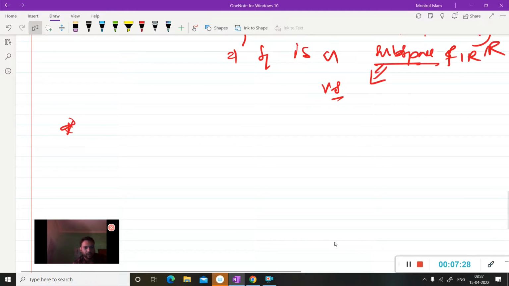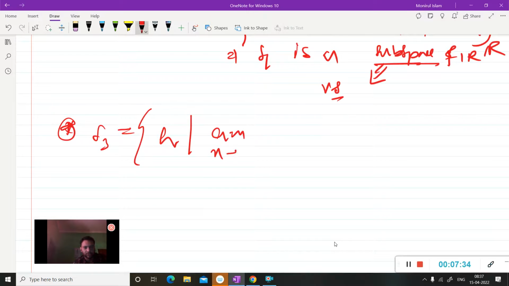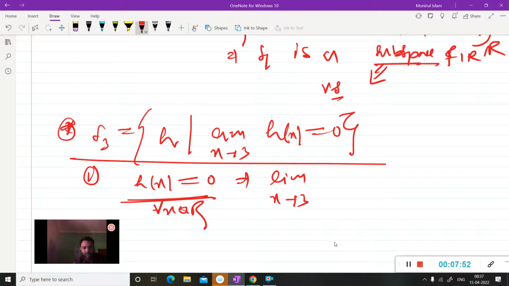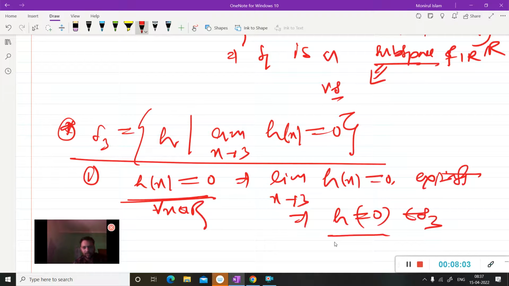S3 is the set of all those functions h such that the limit x tends to 3 exists. Okay, so first of all check whether the 0 function belongs to this set or not. If h is equal to the 0 function, then h(x) is equal to 0 for all x in R. So in this case the limit of h will be 0, and this limit exists. So h equal to the 0 function belongs to S3, and since the 0 function belongs to this set, the set is non-empty.